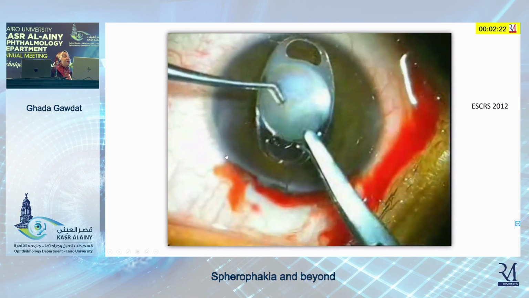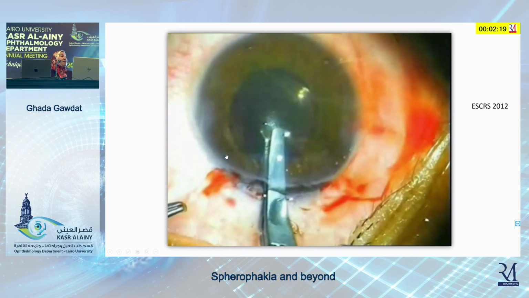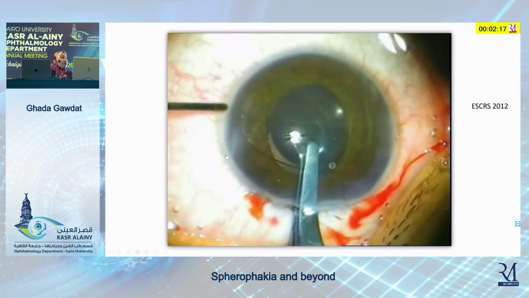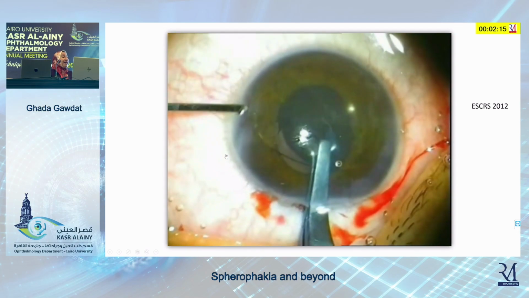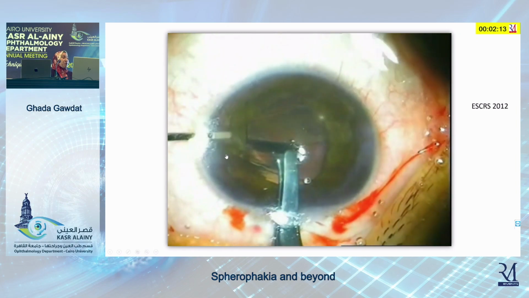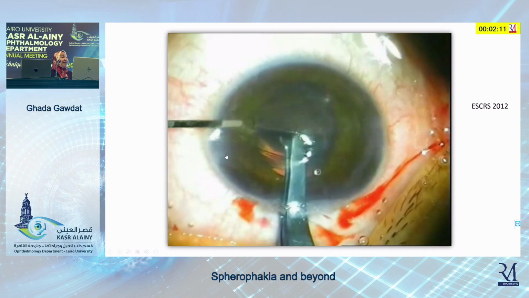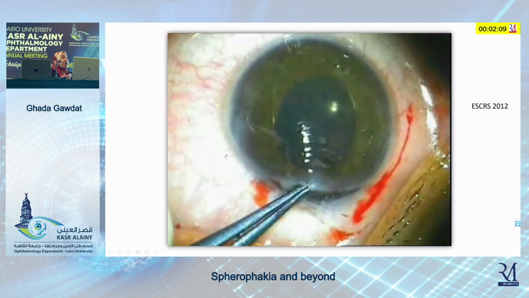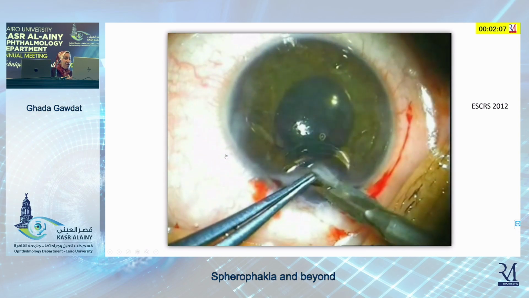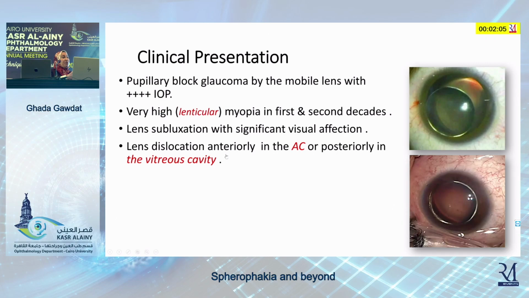And then I implanted a Cloth lens into the anterior chamber because this child was very young. He was 2 or 3 years of age, and I implanted an intraocular lens to visually rehabilitate him. I implanted it anteriorly so that I might be able to visualize it if any complication happens.